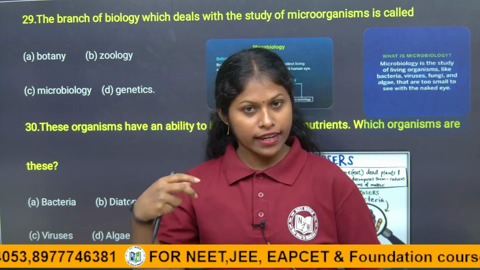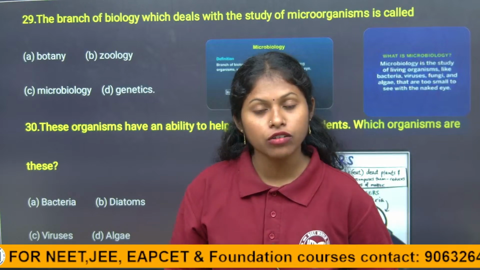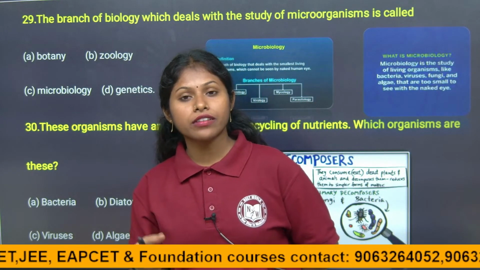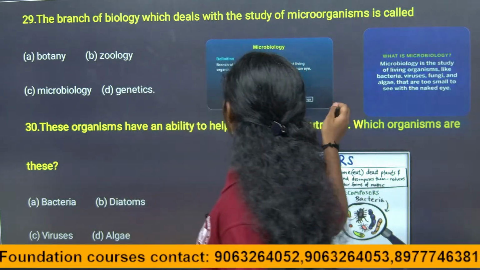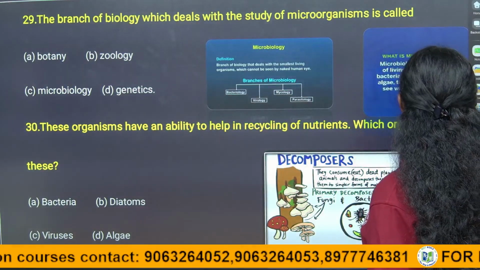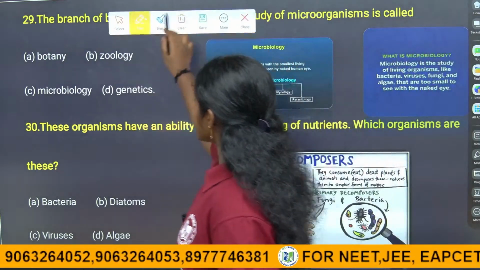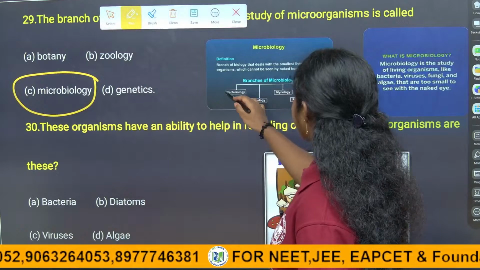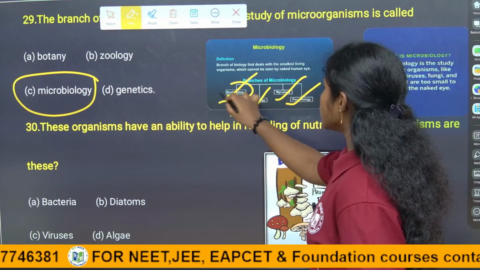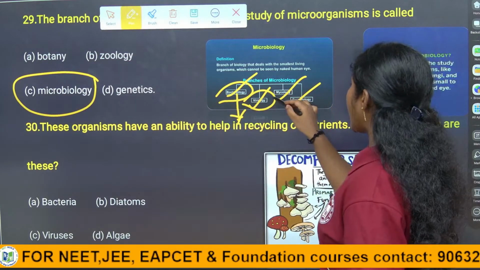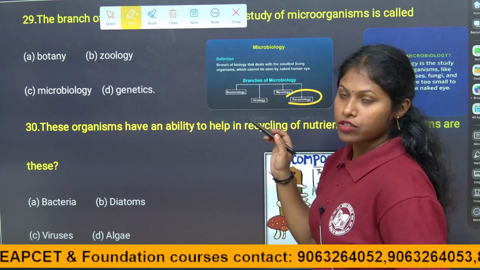The study of microorganisms we call microbiology, and those who study microbiology, whose research goes on in microbiology, we call microbiologists. So the branch of biology which deals with the study of microorganisms, we call microbiology. Microbiology includes bacteriology, virology, mycology, and parasitology. The study of bacteria we call bacteriology. The study of virus is called virology, and the study of fungi is called mycology. The study of parasites we call parasitology.